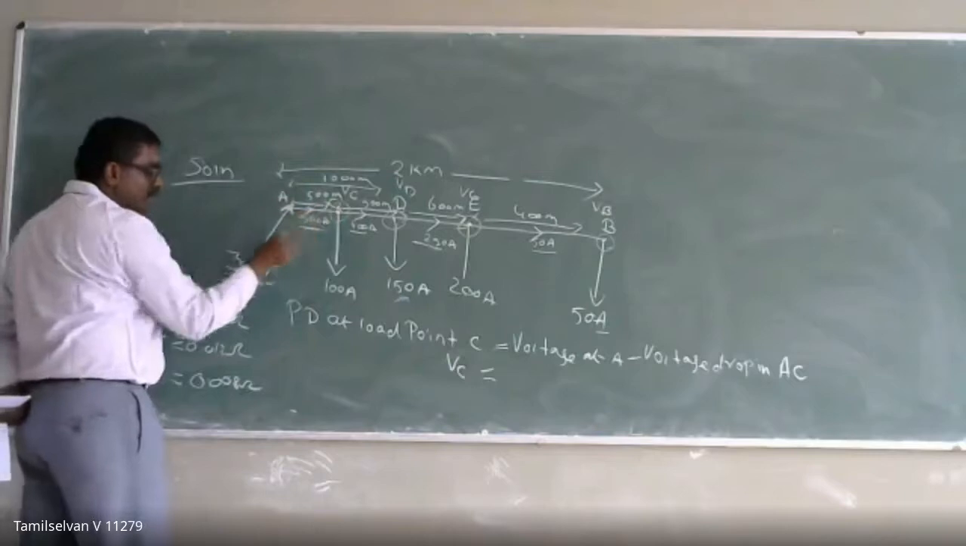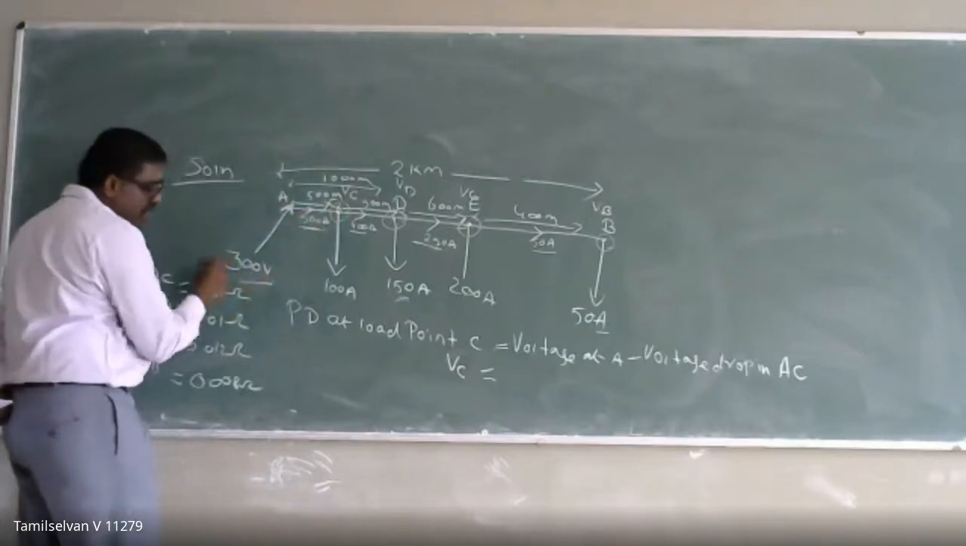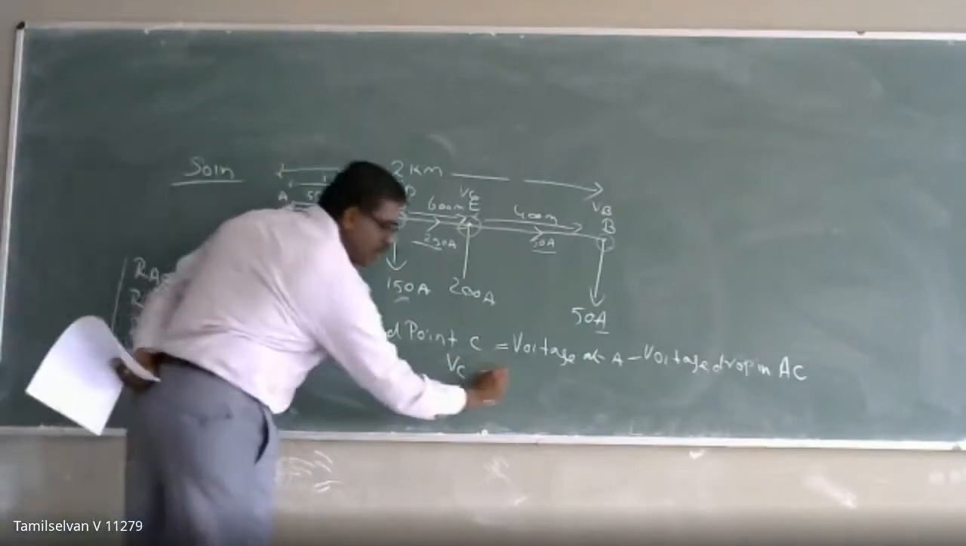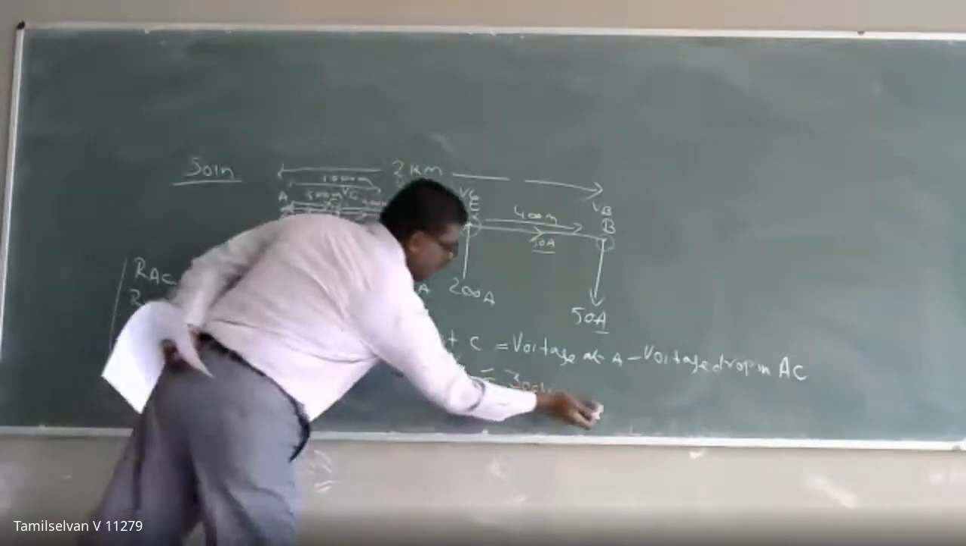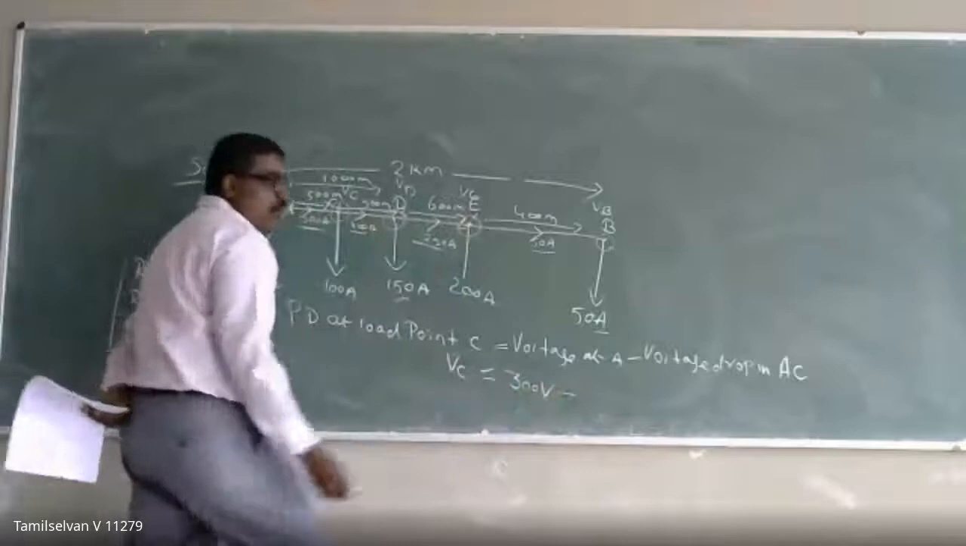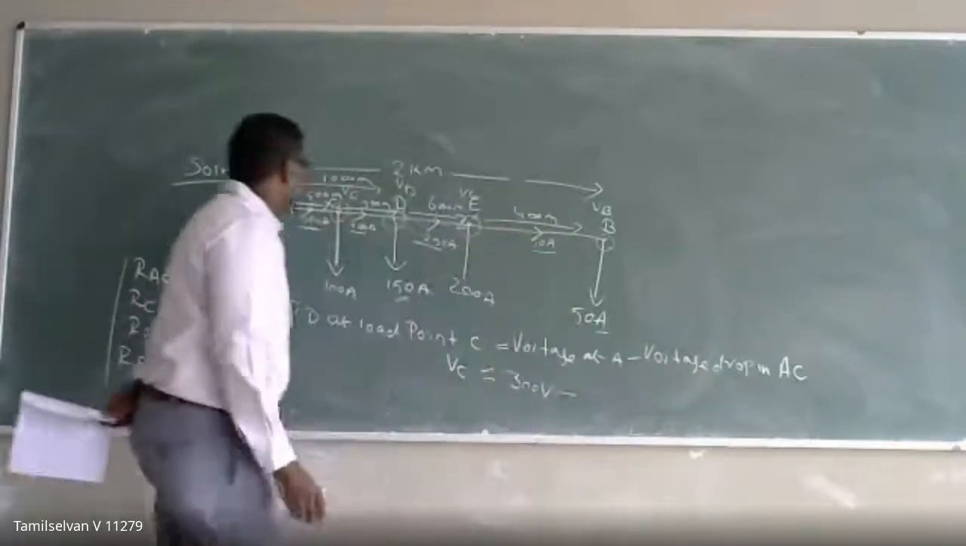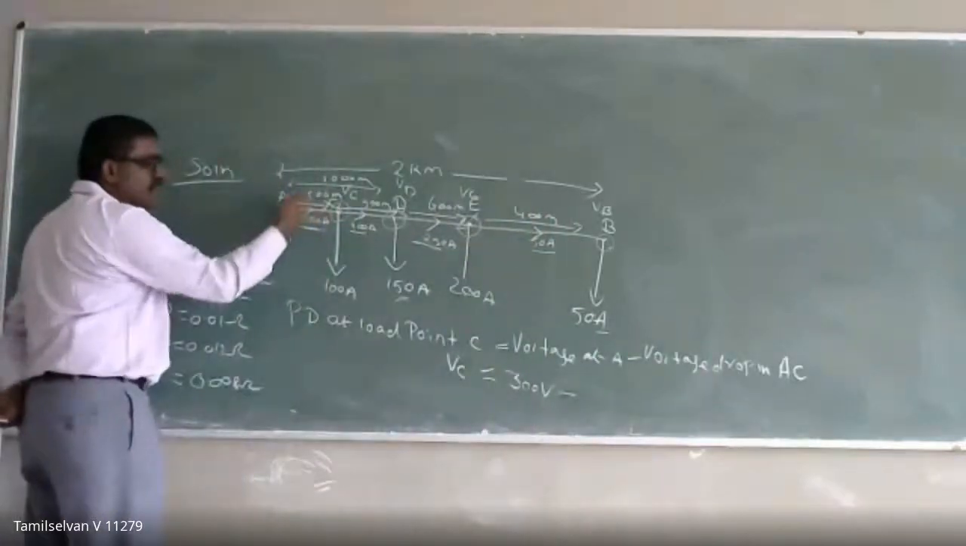So what is the potential at your A point? The potential at point A is 300 volts, minus the voltage drop in section AC. So what is the drop in section AC?